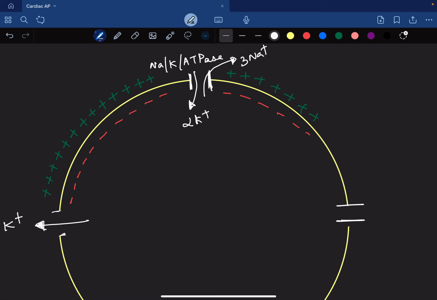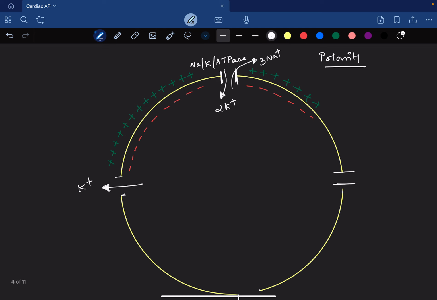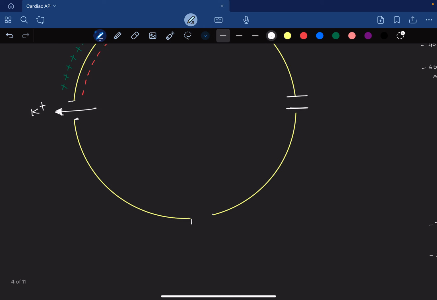What is polarity? Polarity means taking sides. These are two different. The charges are extremely different. So these are polar. The membrane is currently polar. Now what's going to happen is we're going to draw the other ion channels.